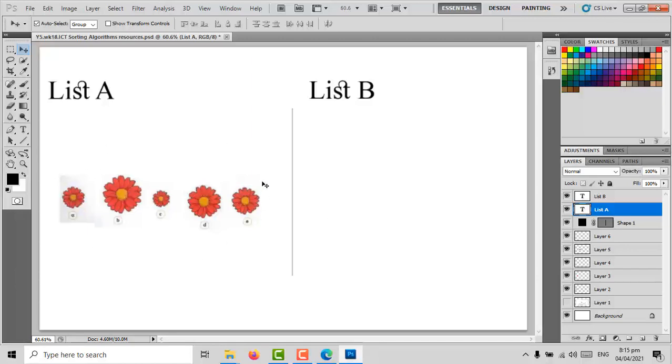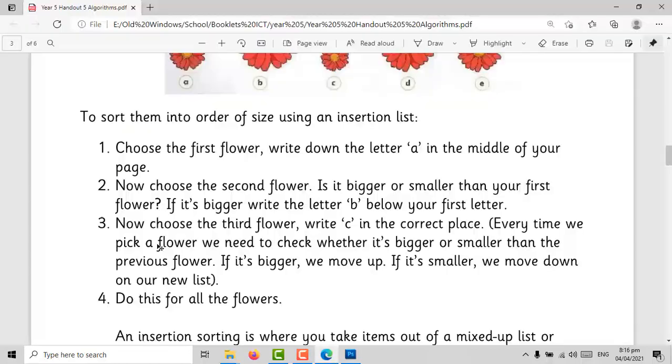This is the old list, and I want to use insertion sorting right here to organize these flowers. Okay, so let's read the steps. First, choose the first flower, and it has the letter A in it, right? This is the first flower and it has the letter A.